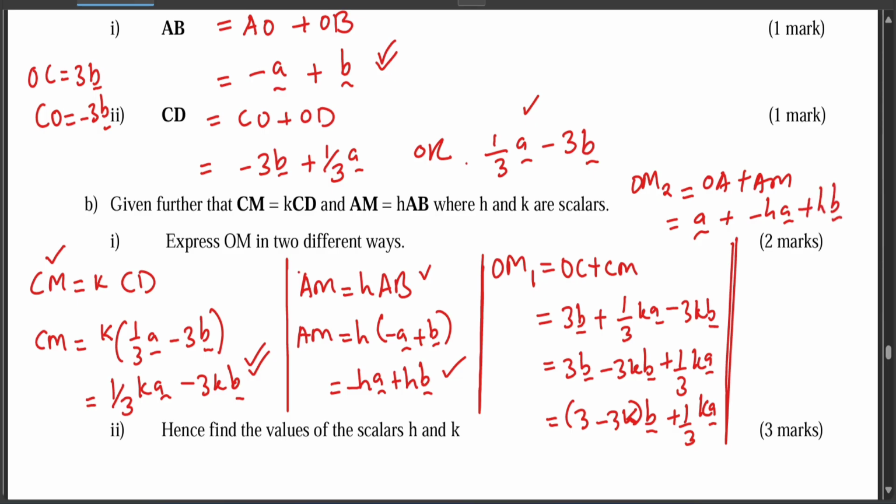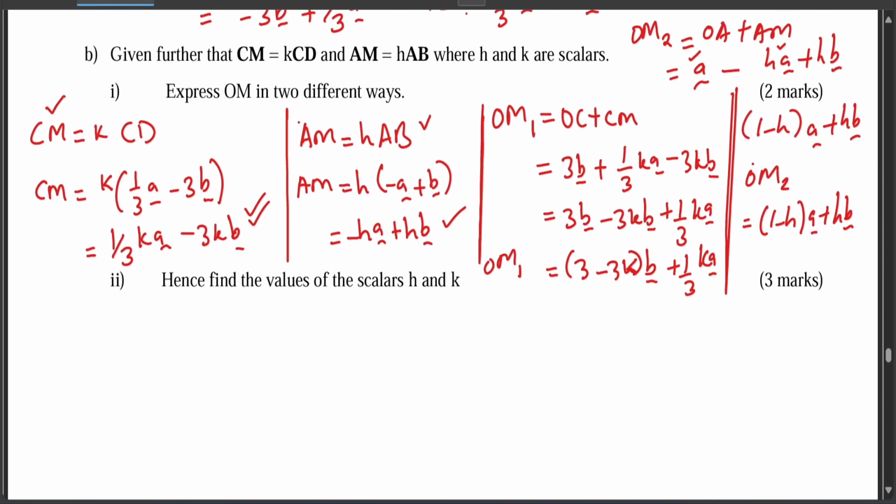Sawa, your common vector ni hii hapa, so plus na negative, this just gives you negative. So your common vector ni A, vector A, and then you write as 1 minus H once you factor it out, plus HB. So hii ndo OM yako ya pili. So OM2 will be equivalent to 1 minus H to bracket A plus HB. Sawa, na OM yako ya kwanza ni hii hapa. Hence find the values of the scalars H and K.